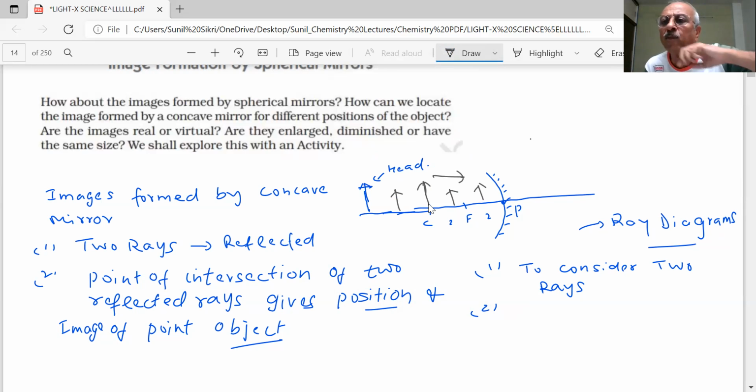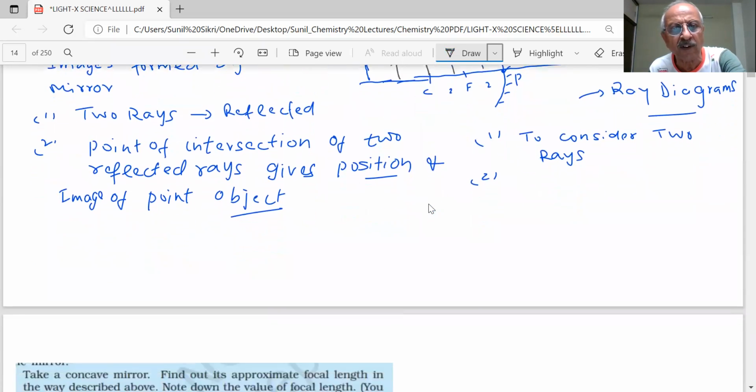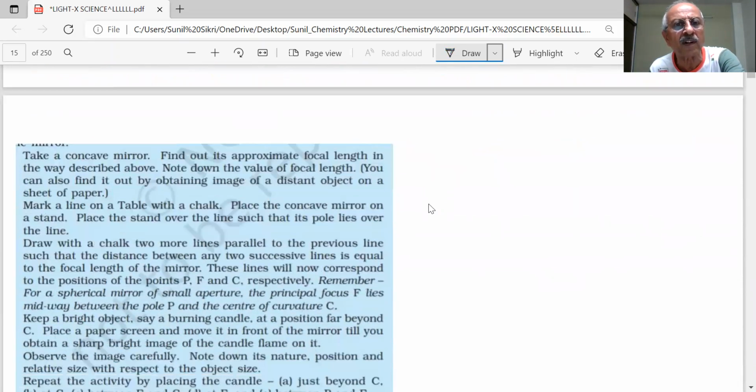As you keep changing the position of the object, you have to find where the image is formed, what is the size of the image, and whether it is real, virtual, or inverted. So we will use 2 reflected rays, which will give the position of the image of the point object. Note down everything. Let us see what rules will be used. We will be applying certain rules for the concave mirror. First of all, I'm talking of a concave mirror.